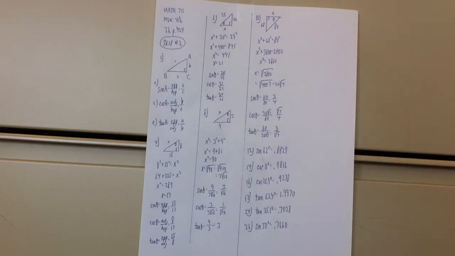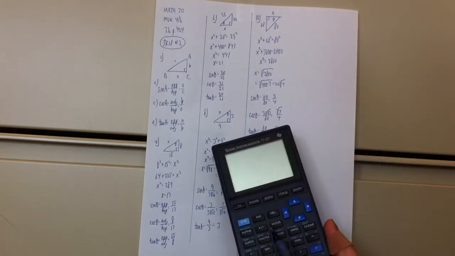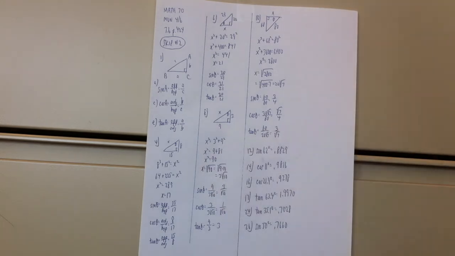You have to be in degree mode. We're doing all of these in degrees. So there's a way to change the mode on your calculator. You have to check your own calculator for mode. On my calculator there's a button called mode. So just check your own calculator. You have to make sure that you're in degree mode.